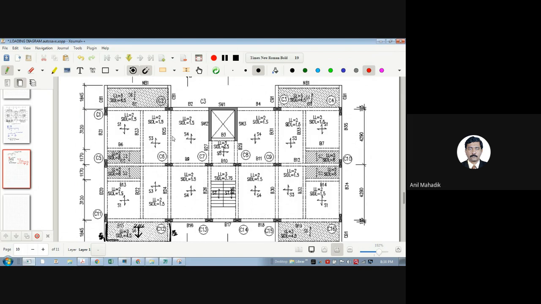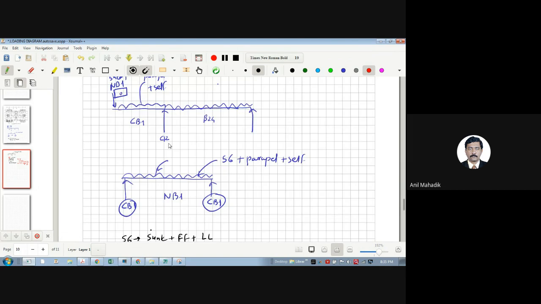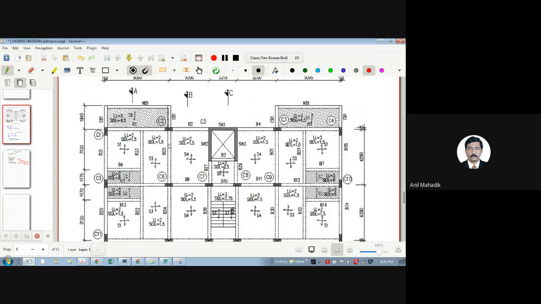And that's how we independently draw the loading diagrams of every floor. And we sum these reactions, these ones here. And then wherever I see C2, let's say, I will find the C2 in this loading diagram.